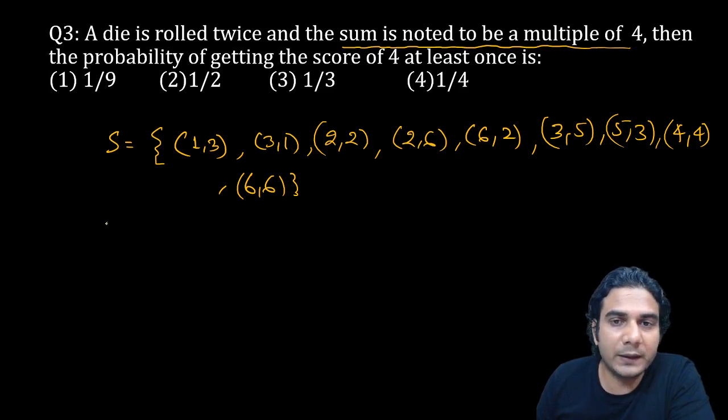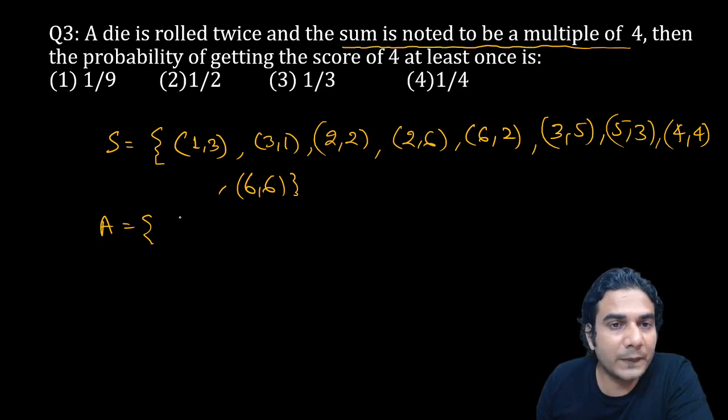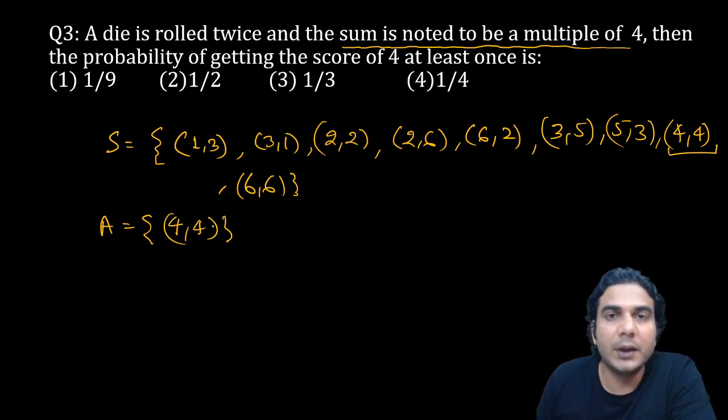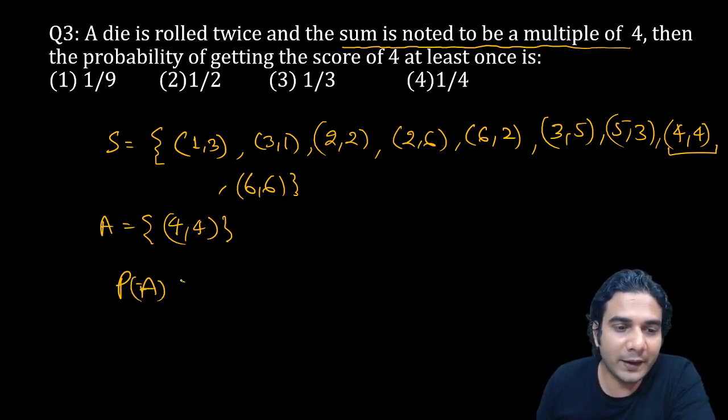Now your favorable event is scoring 4, let's take it A. Getting the score of 4 at least once. So you can see in how many pairs you're getting 4, on one die or both the dice. You can see there's no 4 in any of the pairs except this one, only this one. And here you're getting 4 on both the dice. So this is the only sample space you have. You need 4 at least on one die. So you have only one such case in which you are getting 4 on both the dice. So you have one favorable case and total cases are 9. So probability P of A, if I write, will be 1 by 9.